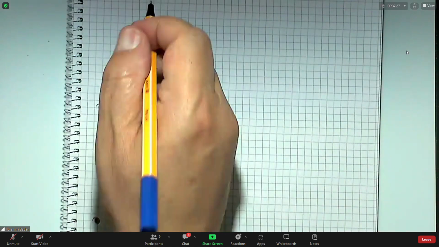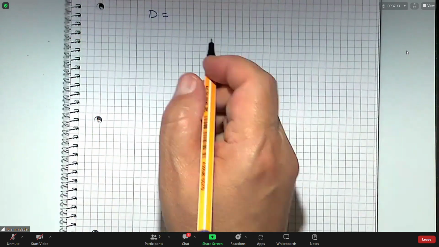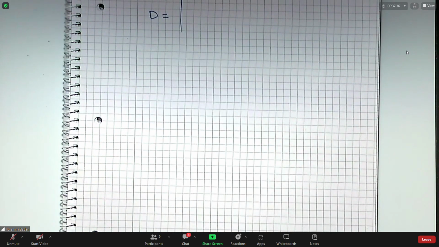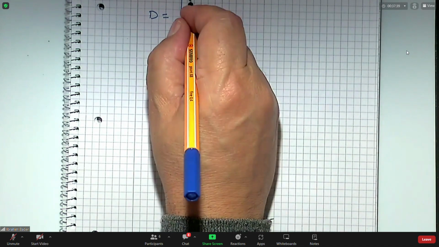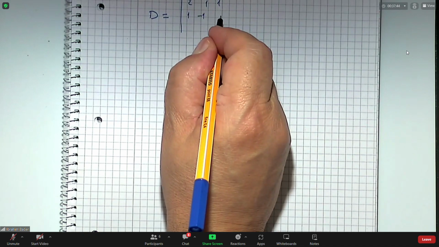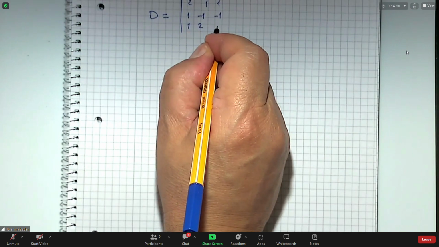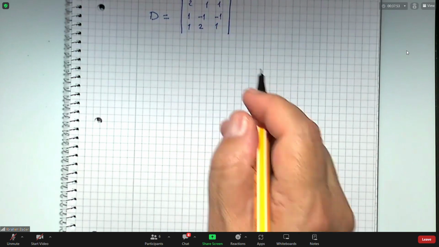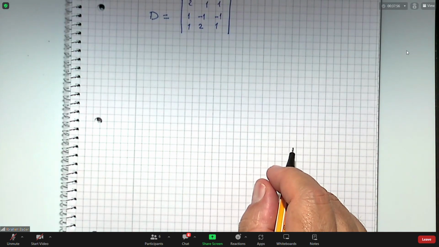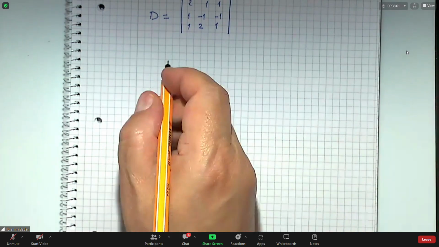Okay. Now let me write D again here just for orientation. So we said that D is equal to 2, 1, 1, negative 1, negative 1, 1, 2, 1. Yeah, so this is D. Now D sub X.